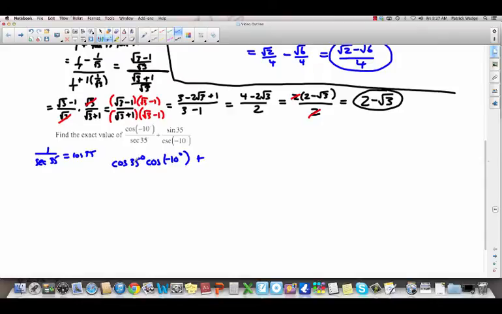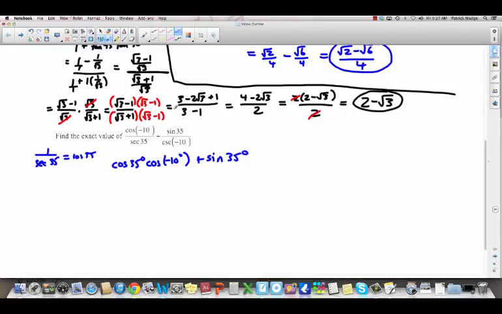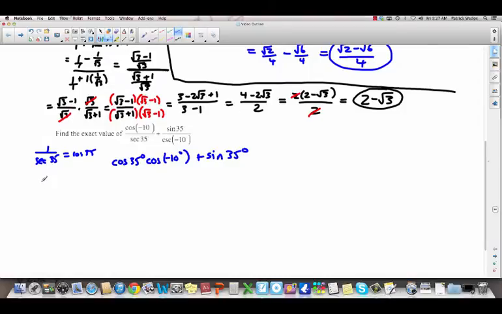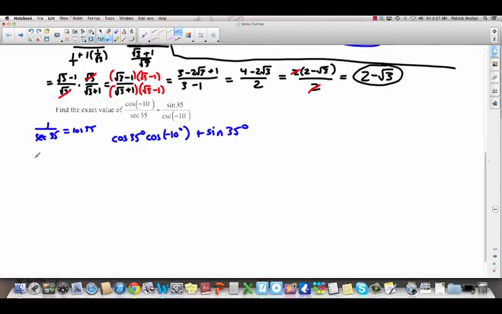Plus, since we did the 35 degrees first here, let's do the 35 degrees first here. So sine 35 degrees. And again, it's cosecant, and I don't see cosecant up here anywhere, so I don't want cosecant. What's cosecant the same as? First of all, this is 1 over cosecant negative 10. But what's the reciprocal of cosecant? The reciprocal of cosecant is sine. So this equals sine negative 10. So we can rewrite this like that.